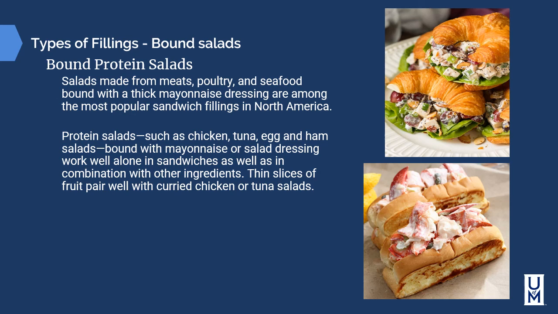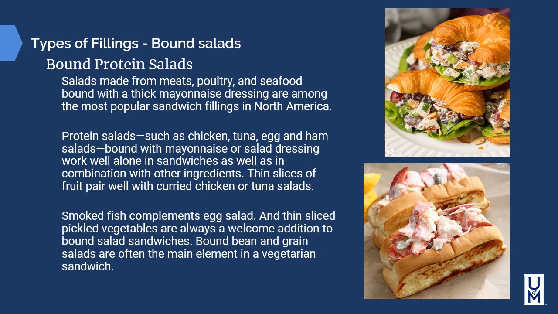Thin slices of fruit pair well with curried chicken or tuna salads. Smoked fish complements egg salad. And thin sliced pickled vegetables are always a welcome addition to bound salad sandwiches. Bound bean and grain salads are often the main element in a vegetarian sandwich.